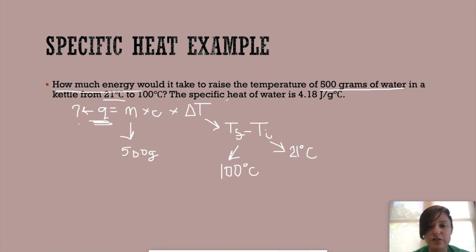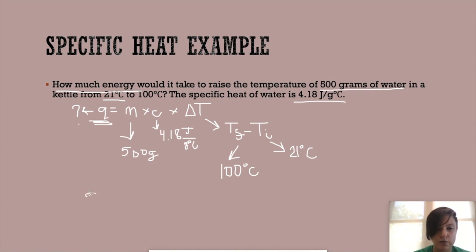And then the last thing it tells us is that the specific heat of water is 4.18 joules per gram per degree Celsius. So C is 4.18 joules, and this is how you write the unit, per grams times degrees Celsius. Okay. So we've got all of our information. We've got our mass, we've got our specific heat, we've got our final temperature, we've got our initial temperature.